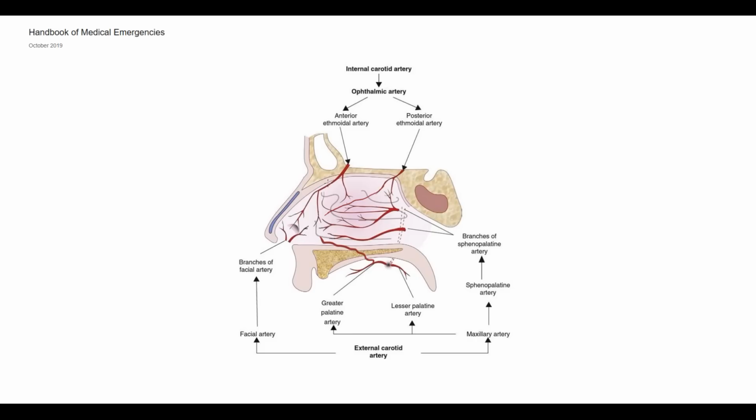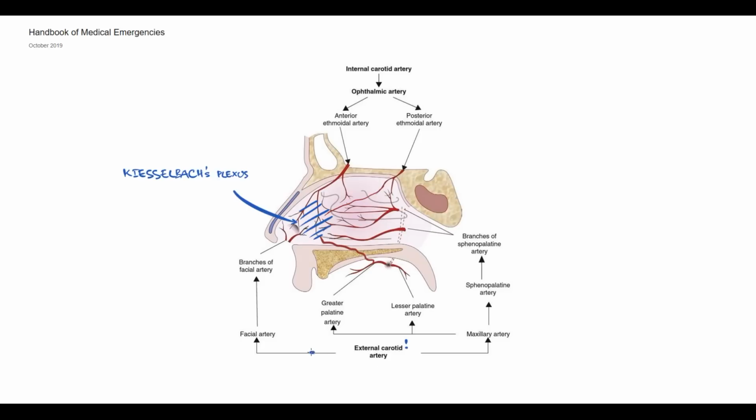The nasal septum and lateral nasal wall receive a rich blood supply from both the internal and external carotid arteries. These arteries form anastomotic networks that become key sites of bleeding. The most common site of epistaxis is the anterior part of the nasal septum, specifically the region known as Kiesselbach plexus. Kiesselbach plexus is formed by convergence of several arteries.